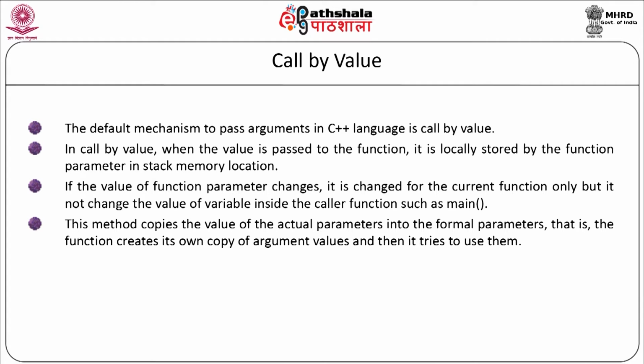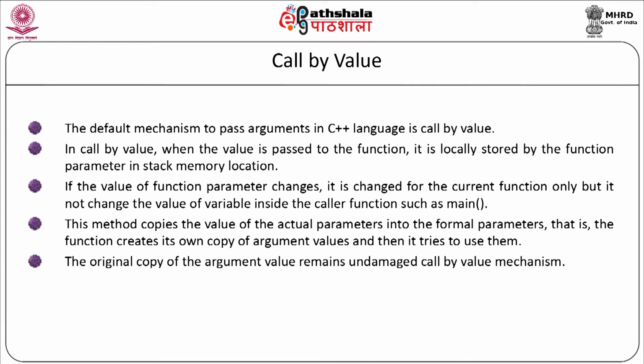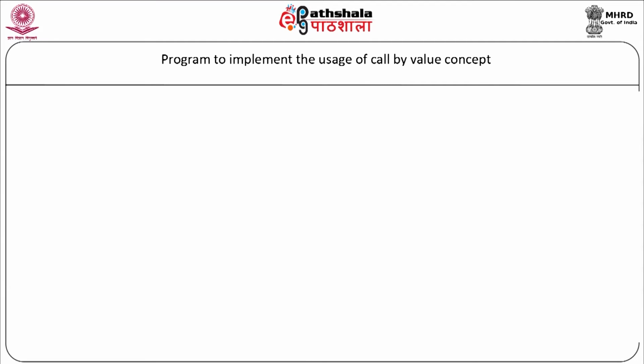This method copies the value of the actual parameters to the formal parameters. That is, the function creates its own copy of argument values and then it tries to use them. The original copy of the argument value remains unchanged or undamaged in the call by value mechanism. Now let us see a program to implement the usage of the call by value concept.